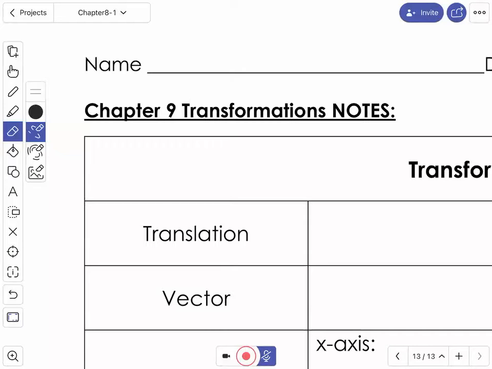Hi, everyone. We're looking at our last topic of our semester review, Chapter 9, Transformations.